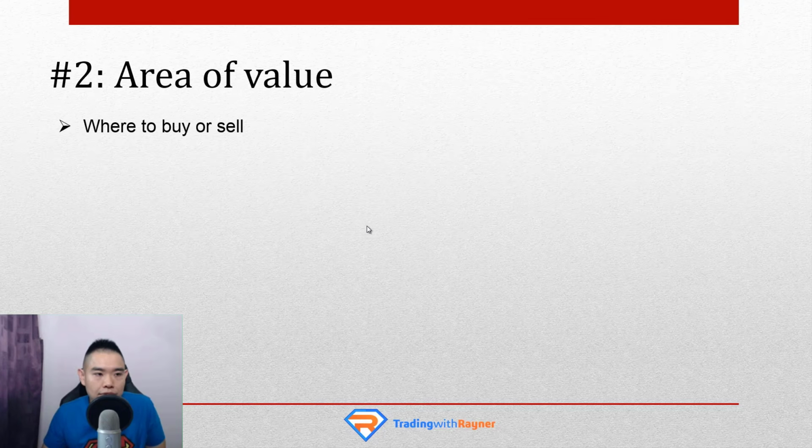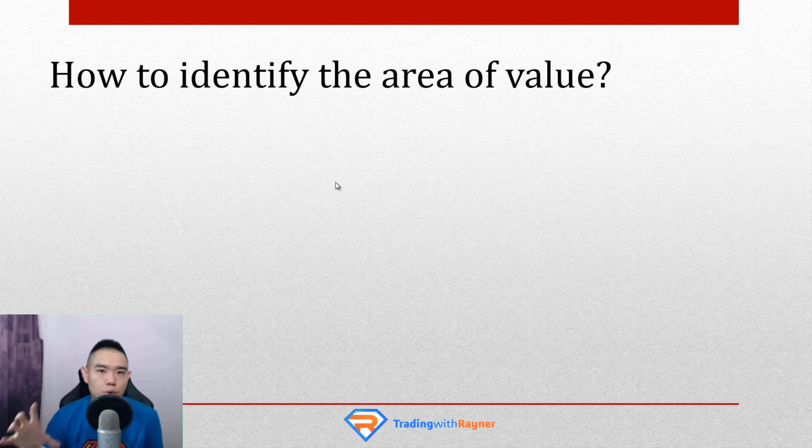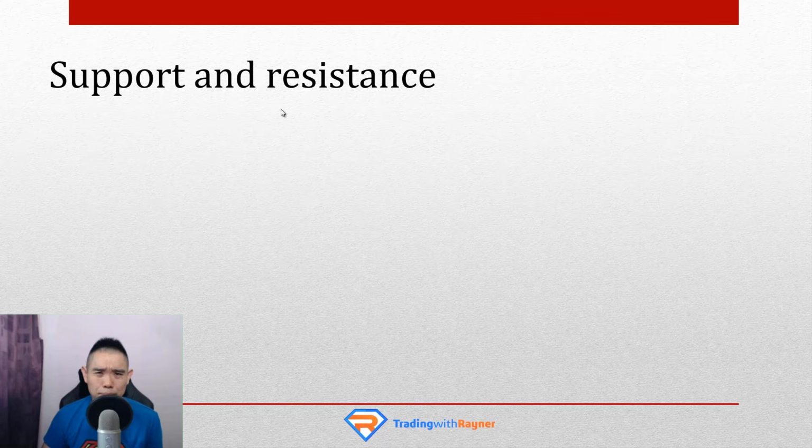So I define area of value like this: area of value helps you to identify areas on your chart where buying or selling pressure could step in. Let me explain this in more detail. So how do you identify area of value? Again, there are many techniques that you can use, but for this training, I'll share with you two: support and resistance and moving average. So let me explain. What is support and resistance?